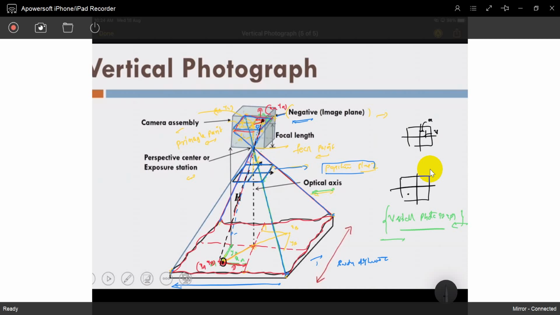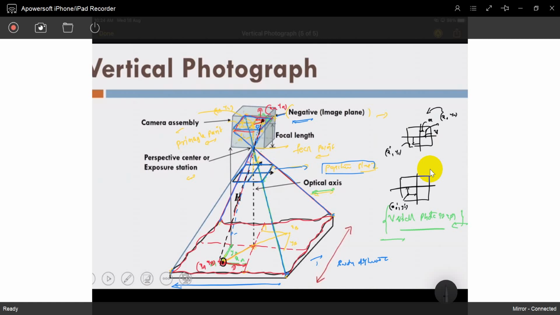You can take x and y as our purpose. If you find out the coordinates of this point, x naught and y naught on the image, these are the ground coordinates x naught dash and y naught dash. If you know the coordinates on the photograph, and you know another point's coordinates, something like x1 y1, you will get the distance. Can you get the distance?